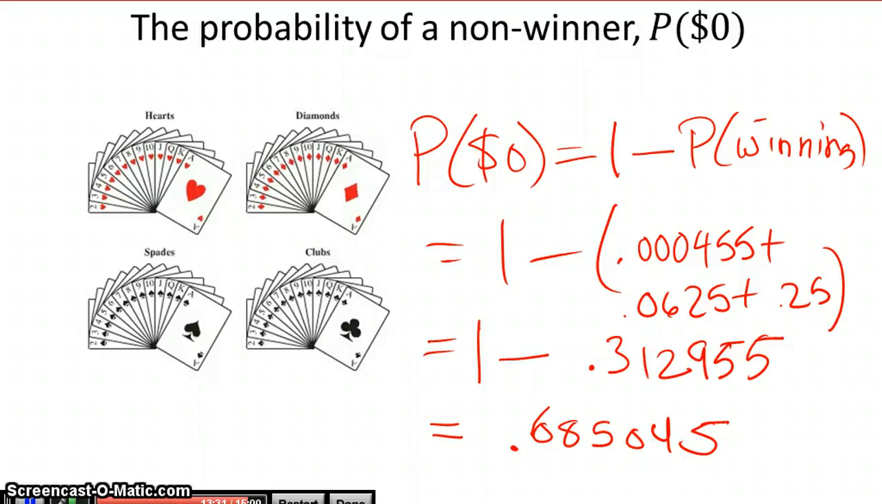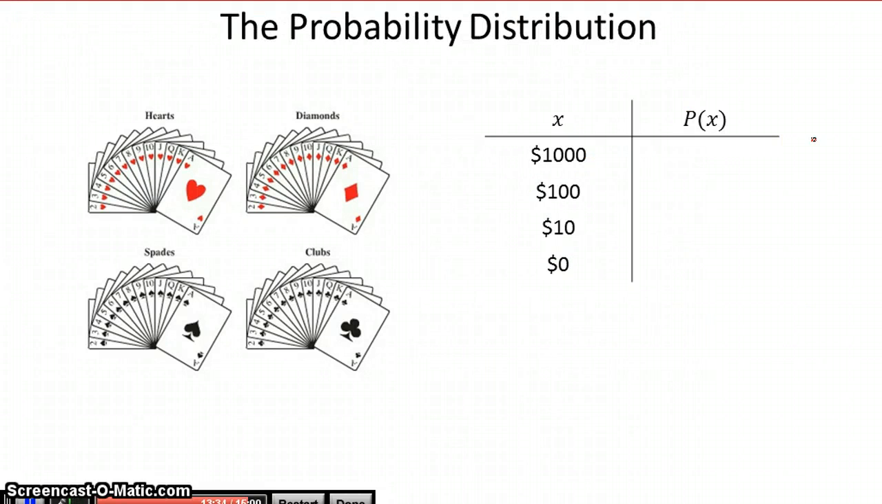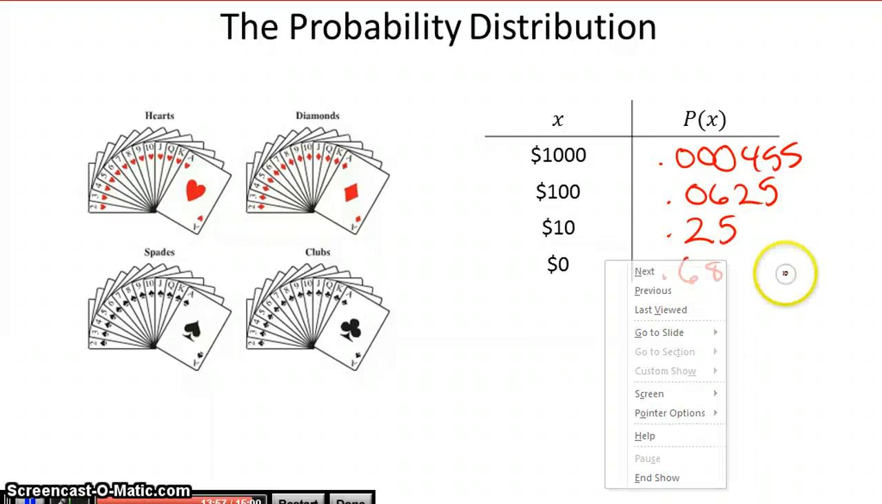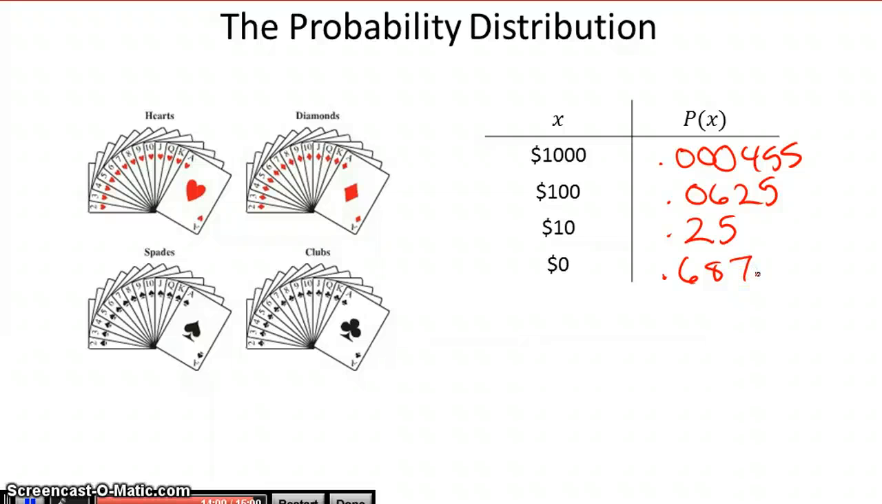Now, we're going to conclude this by filling out the probability distribution. We know the probability of winning $1,000 is 0.000455. The probability of winning $100 is 0.0625. The probability of winning $10 is 25% or 0.25. And finally, the probability of winning nothing is 0.687045. And that is your probability distribution from our game.